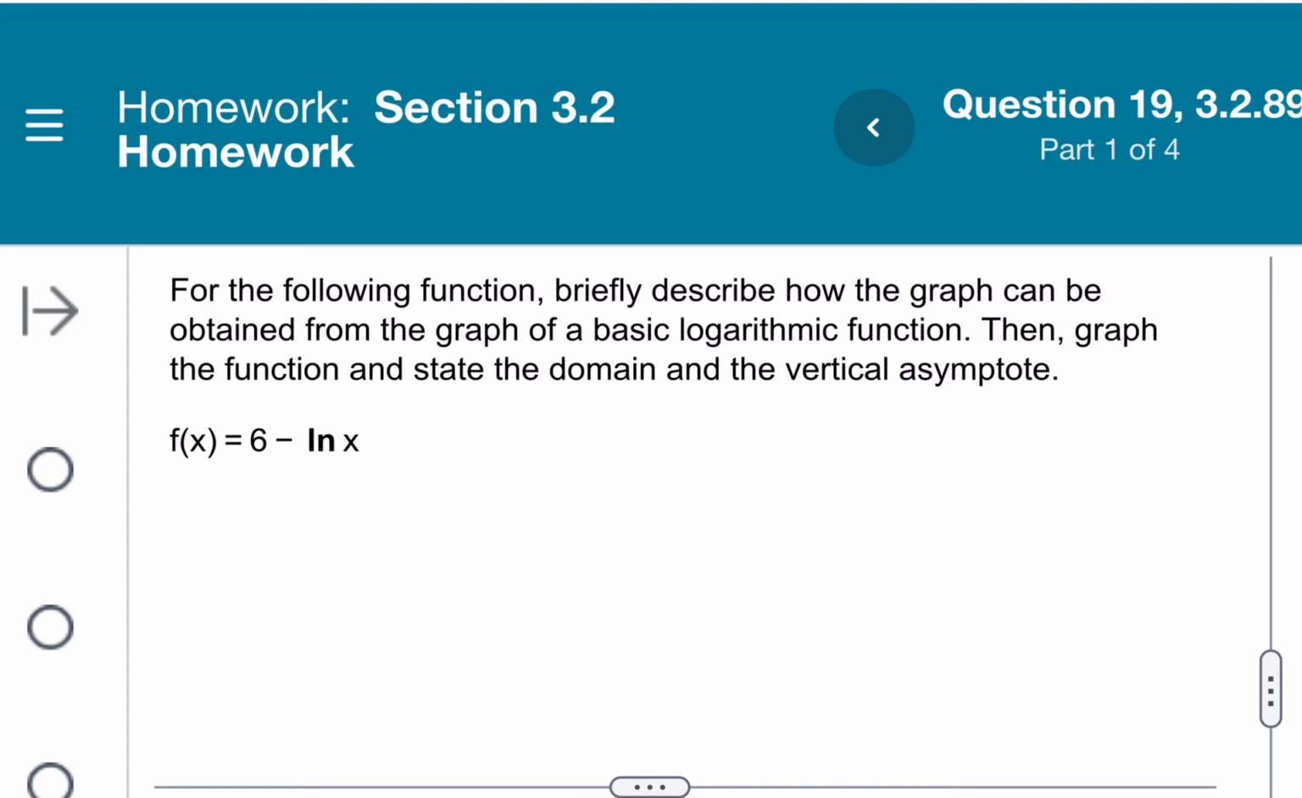And the general shape for a regular log function without any manipulations, there's going to be a vertical asymptote on the y-axis, where the y-axis serves as the vertical asymptote. It also passes through the point (1, 0), coming up along the right side of the vertical asymptote from below the x-axis. It passes through the point (1, 0), and then it veers off to the right. So that's the general shape of a log function.